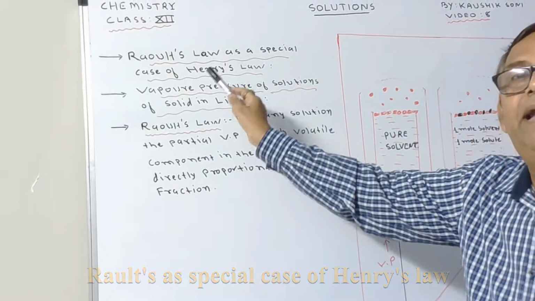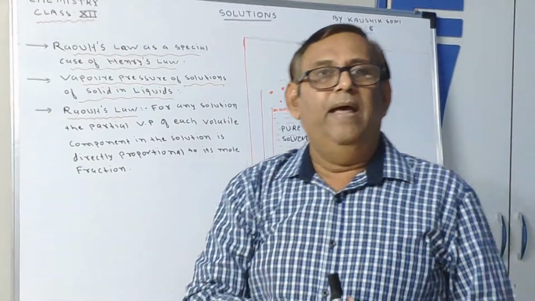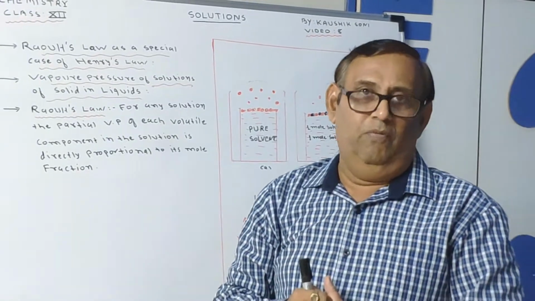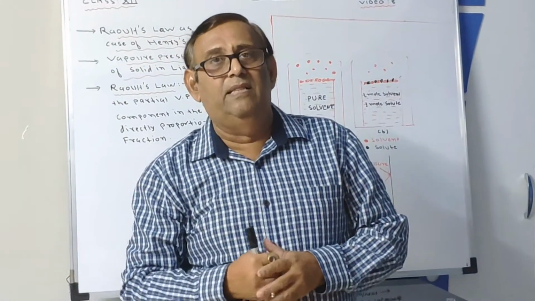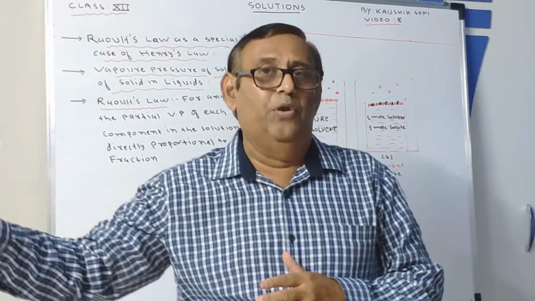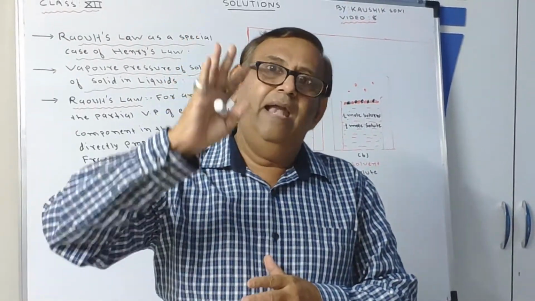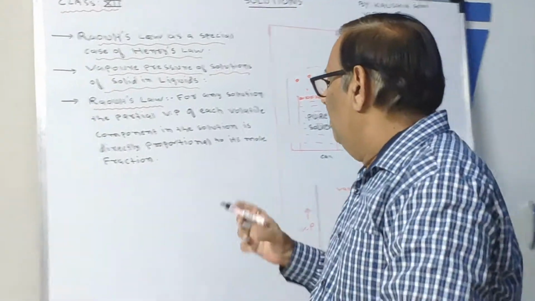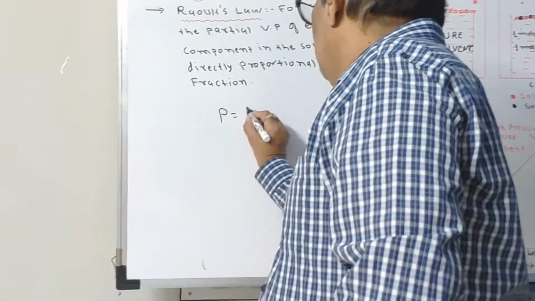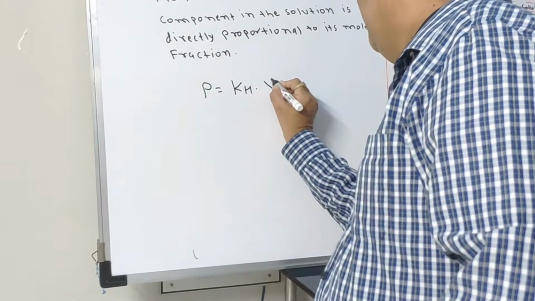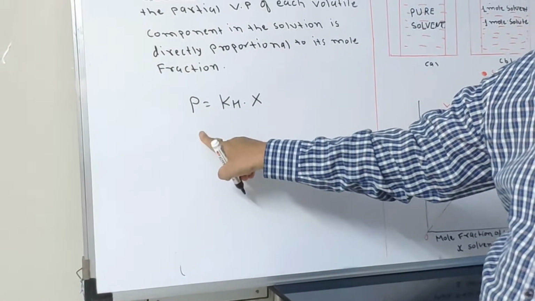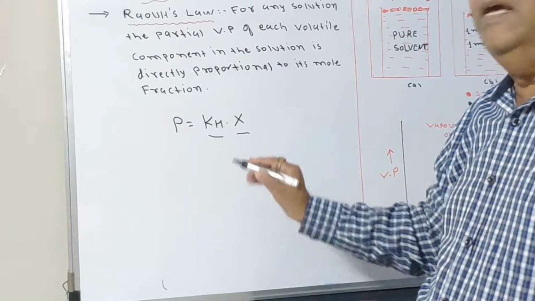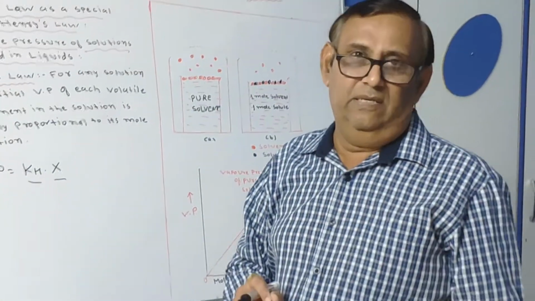We already discussed Henry's law. When a gaseous solute dissolves in a liquid solvent, what is the relationship between the vapor pressure of this gaseous solute and its mole fraction? It is our Henry's law. According to Henry's law, P equals KH into X, where P is the partial pressure, KH is the Henry's law constant, and X is the concentration in mole fraction.